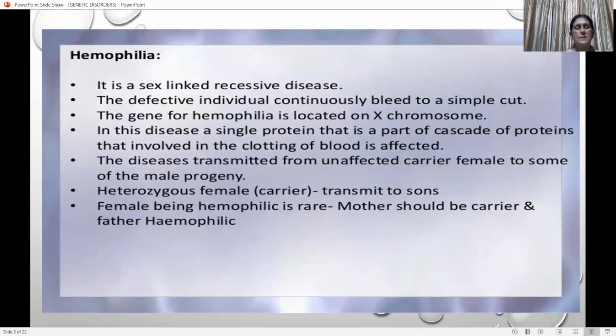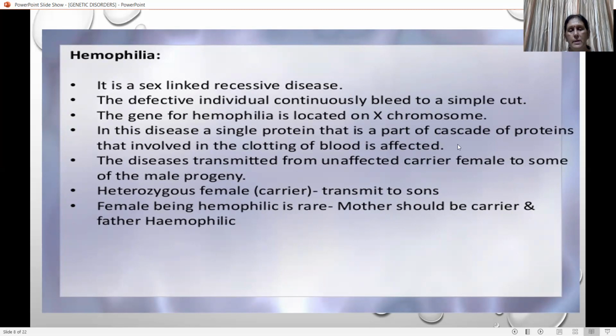So first we are going to discuss hemophilia. What is hemophilia? It is a Mendelian disorder. In this case, it is a sex-linked disease. That means it is found on the X chromosome. It is inherited on the sex chromosome, the X chromosome. The defective individual bleeds continuously from a small cut. And the gene for hemophilia is located on which chromosome? On the X chromosome. In this disease, a single protein is involved. Why does it occur? Biochemically, it is a single protein that is part of a cascade of proteins involved in the clotting of blood in the affected person.